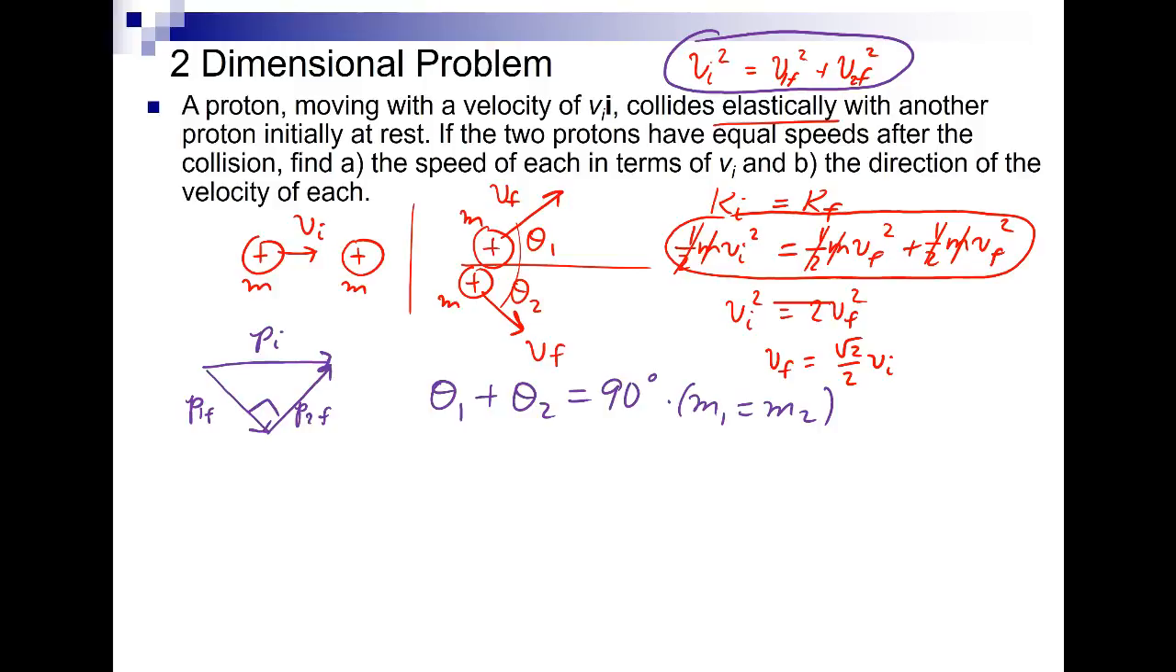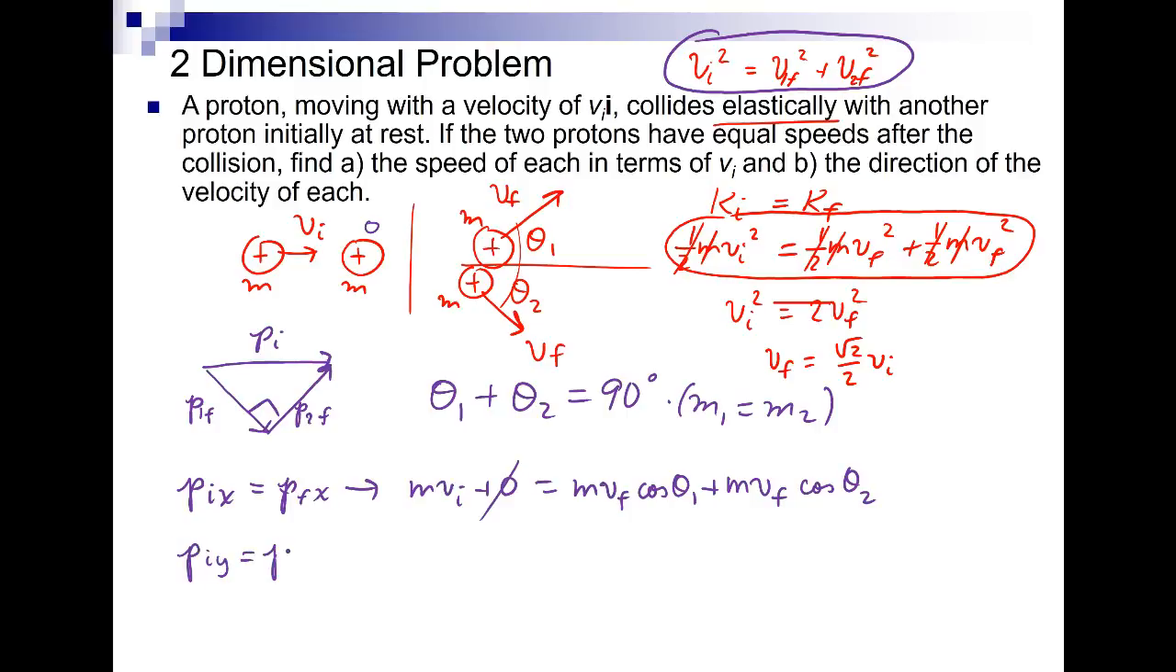Probably the easiest way is just to set up momentum in the x direction, okay? And so we would say P initial x equals P final x, and that's going to lead us to m v initial plus 0, right, is equal to m v final cosine theta 1 plus m v final cosine theta 2. Now, if I wasn't using my shortcut, I would then go ahead and set up P initial y equal P final y, which would say 0 is equal to m v final sine theta 1 minus m v final sine theta 2. And those are all the same.